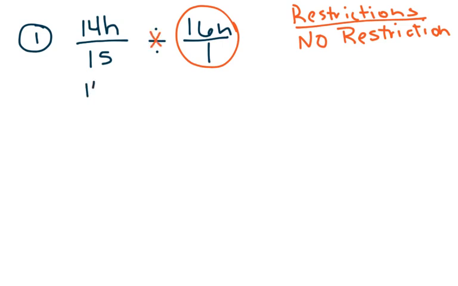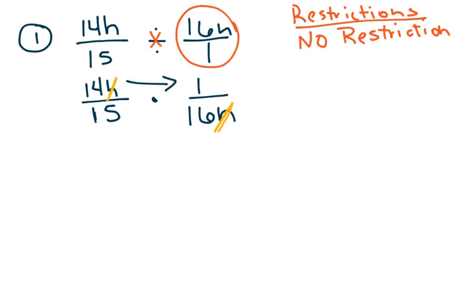So I'm going to rewrite this 14h over 15 times 1 over 16h. Okay. Now at this point we are ready to start our multiplication process. So I can see that I have an h here and an h down here. So h divided by h is 1. So I'm going to go ahead and multiply straight across. 14 times 1 is 14. 15 times 16 is 240.